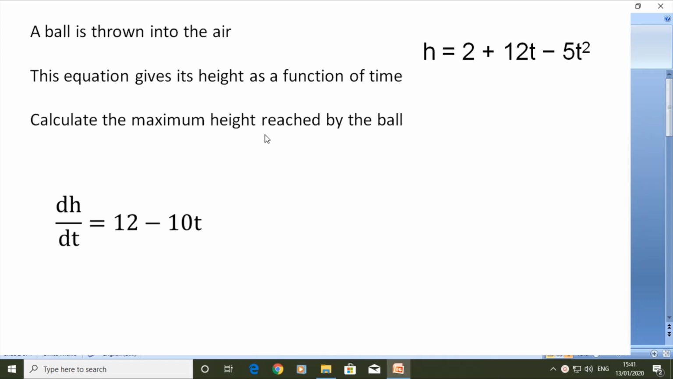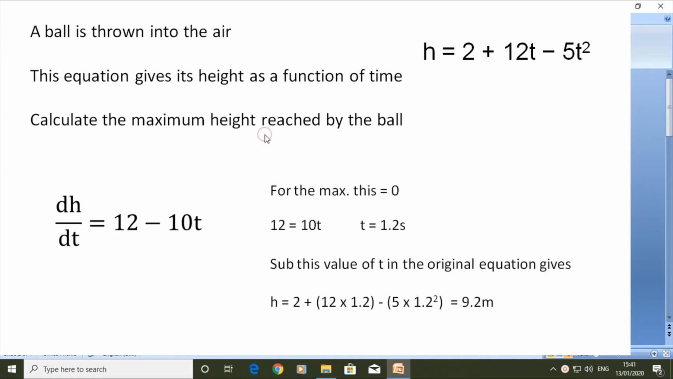If it's a maxima or a minima, then this will equal 0. So 12 minus 10t equals 0. For the max, this is 0. So 12 equals 10t. So t equals 1.2 seconds. Then if we substitute this value of t in the original equation, we can find the maximum height, which works out at 9.2 meters.